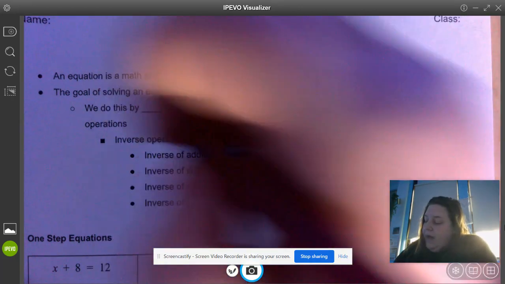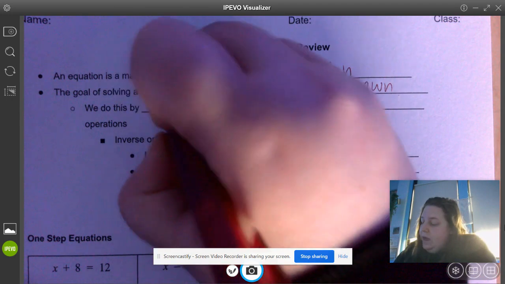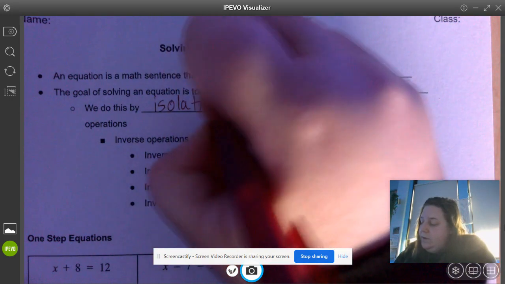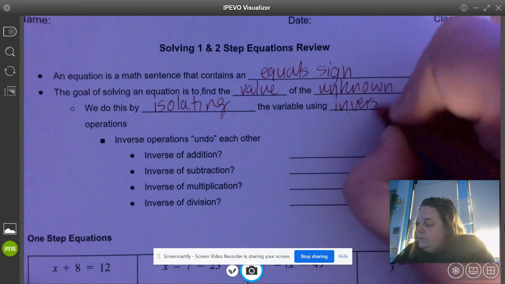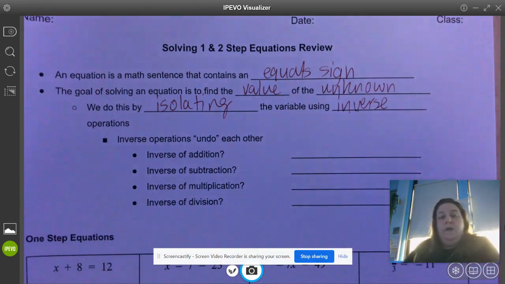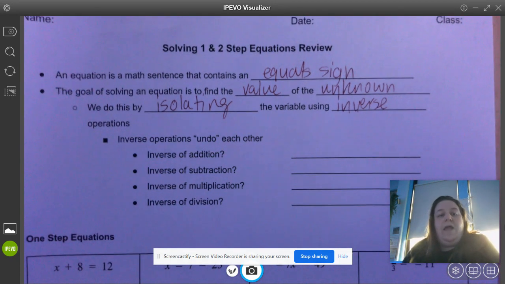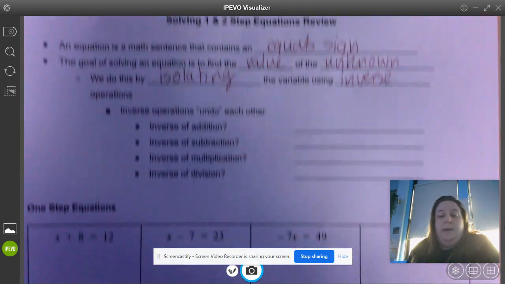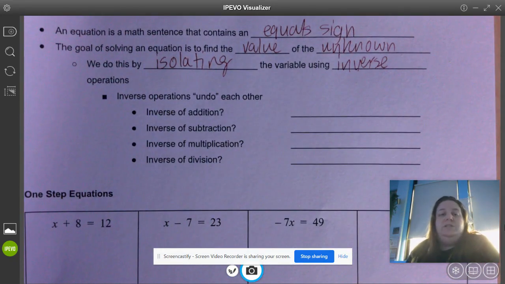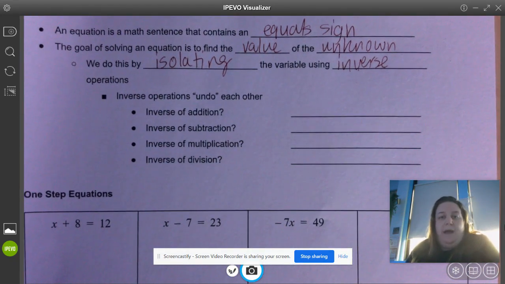We do this by isolating the variable using inverse operations. So when we're solving equations, we typically use variables or letters to represent our unknown values. And our goal is to isolate them or get them by themselves so we can figure out what they are. So we use what we call inverse operations. So inverse operations undo each other to help us work backwards and get to our unknown.